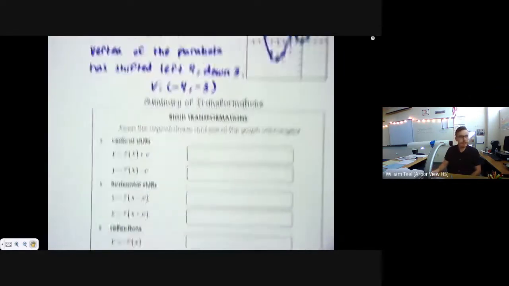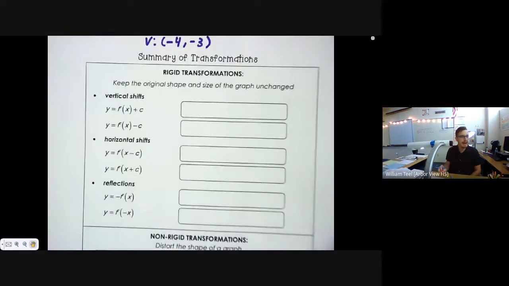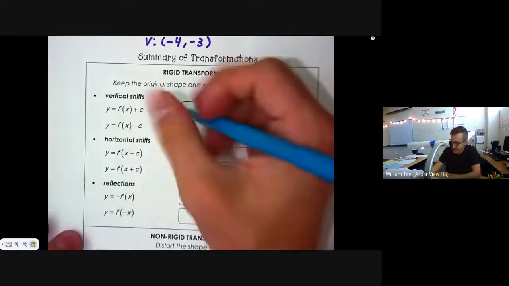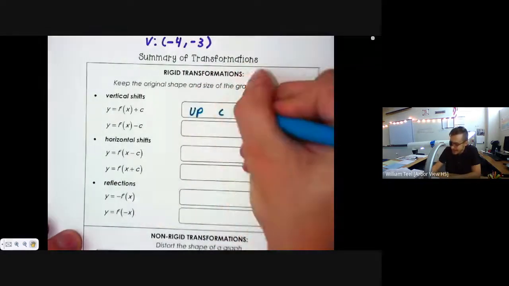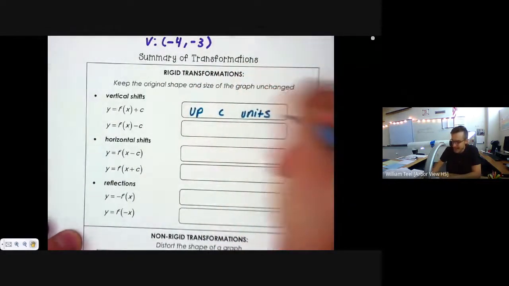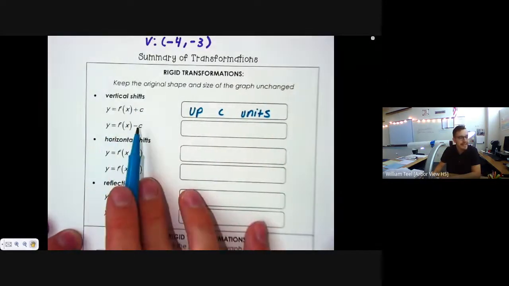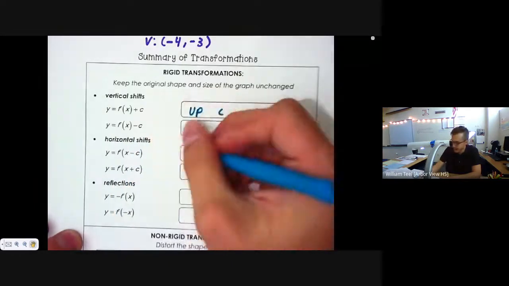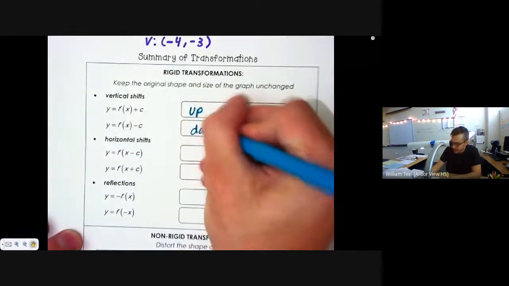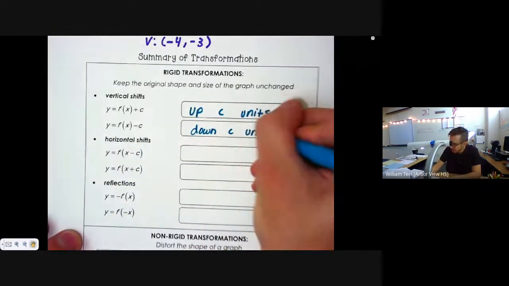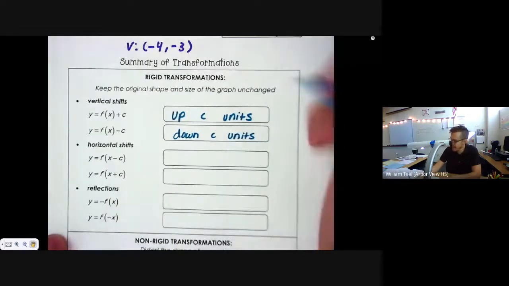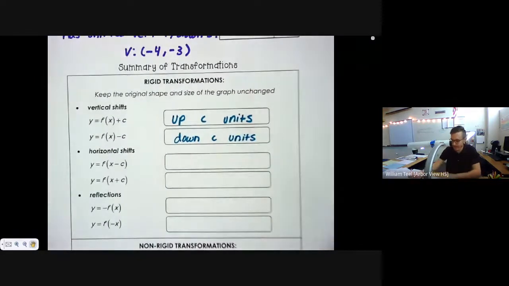Let's go over a summary of what we have learned today. So we have learned some vertical shifts, first of all. So if we have y equals f of x plus c, this means we are moving up c units. That number on the outside tells us what our vertical shift is going to be, up. If we have y equals f of x minus c, that means we are moving down c units. So if we were, for example, to have a parent function, I'm going to go ahead and create one over here.